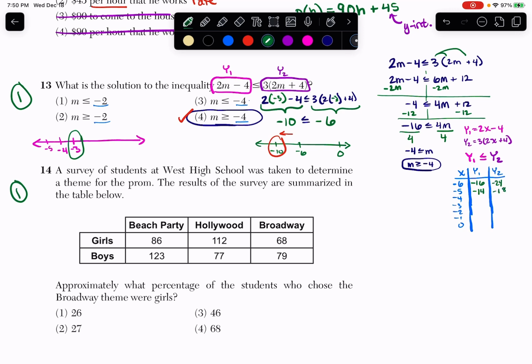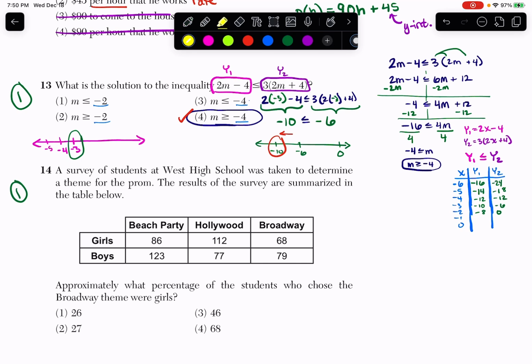When x is negative 4, and you can see all this in your table, I'm just doing it quickly in my head. When x is negative 4, both of them are negative 12. When x is negative 3, y1 is negative 10, and y2 is negative 6. And then when x is negative 2, y1 is negative 8, y2 is 0.